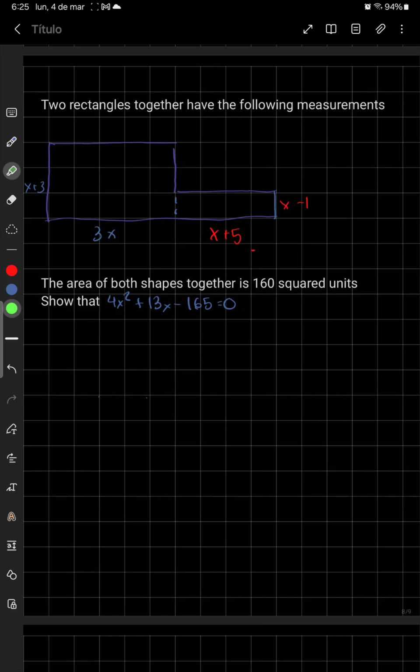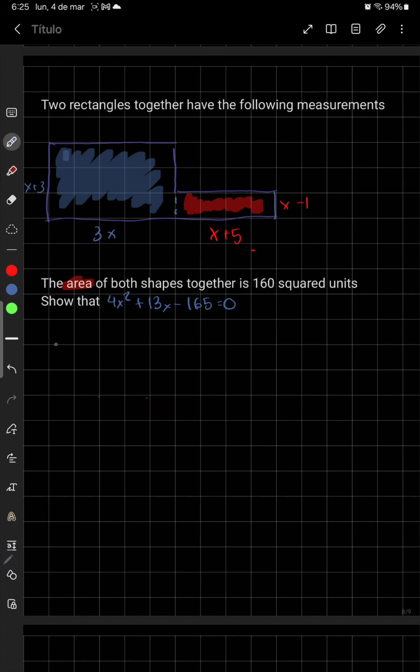First things first, we need to understand we have two shapes. We have one rectangle here, and then we have another rectangle here. These are my two shapes, and they're giving me the area of both shapes. What is the area of a rectangle? Area equals length times width. Sorry, length times height, my bad.